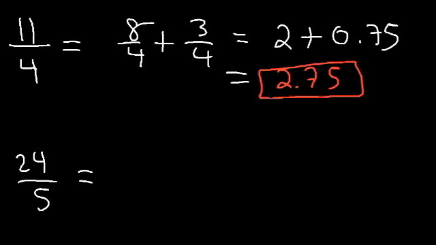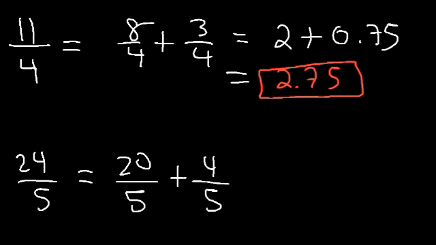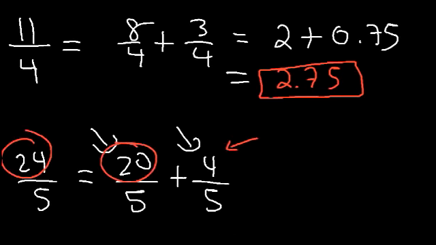So 24 over 5, that's 20 over 5 plus 4 over 5. If you think of the multiples of 5, that's 5, 10, 15, 20. 25 is too much. It exceeds 24. So we need to stop at 20. That's why we choose this number. And then to get this number, simply subtract 24 minus 20. It gives you the remainder 4.